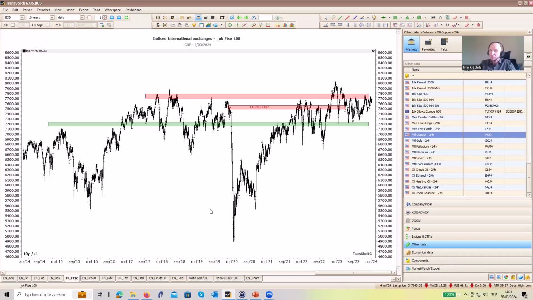So we remain in a very small band. It's not strange, but for an index it is really slow. Since 2016, 2017, we see that the index remains in a band around 7,800 above, and below we see a really good support around 7,200. So we are within a range of 10%.